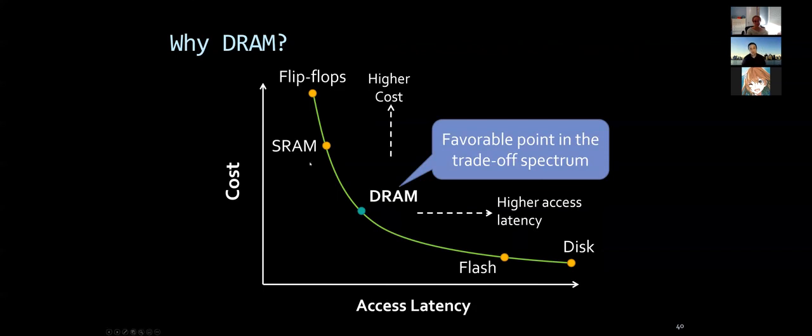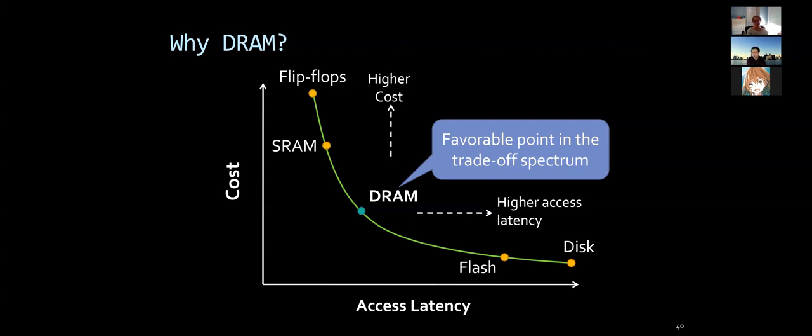There are tons of other data points in different places, but DRAM happened to have a very good trade-off point. It has a decent access latency with a very reasonable cost that makes it a very favorable technology to use for main memory. And it has been the main technology for the last 30 to 40 years, I would say. And people want to get rid of it. Actually, right now, DRAM is facing an existential crisis because it doesn't scale anymore. And there are all these problems with it, but there is no technology that would easily surpass it yet.